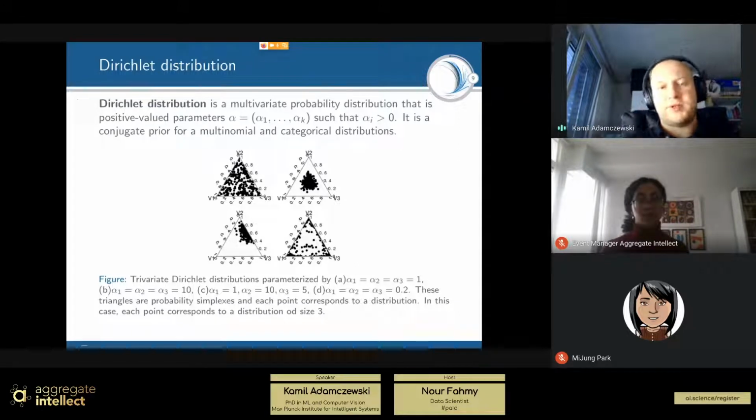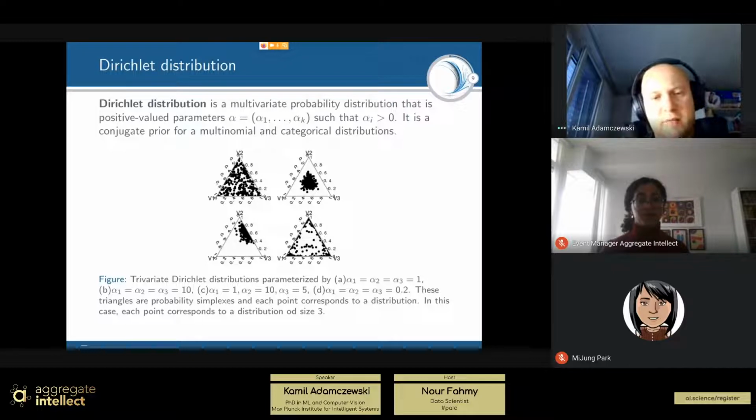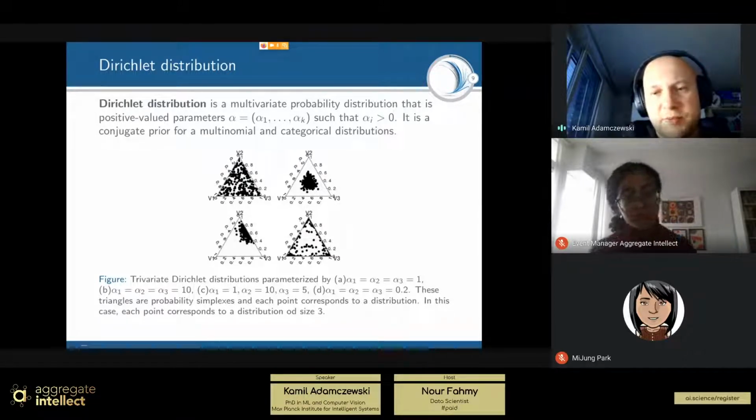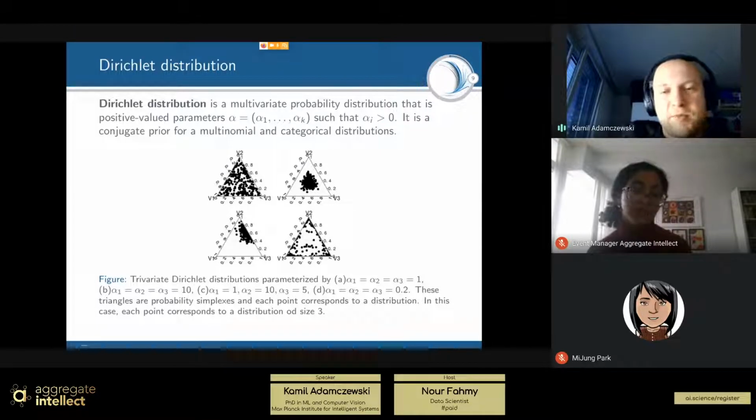To give an example, here are 4 trivariate Dirichlet distributions. So we have three variables, and you can see how the samples from the Dirichlet distribution are distributed given what parameters we assign to those Dirichlet parameters. In the case of uniform parameters all equal to 1, we will have more of a uniform distribution across different possible categorical distributions, because each black dot is one categorical distribution which is drawn from a Dirichlet distribution.